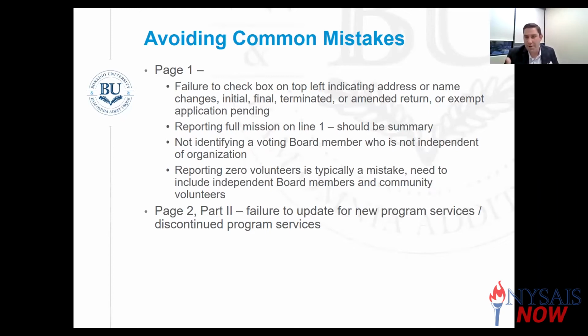So on page two, we talked about making sure that all of your programs, or any new programs that you start, are listed on Part Two, because that's where it's asking you, what are your top three programs that your school is operating?